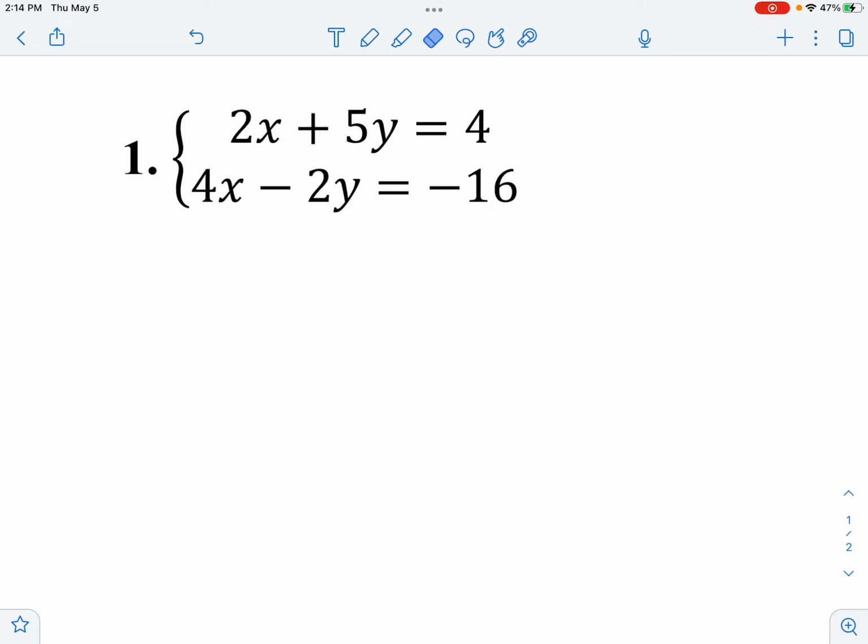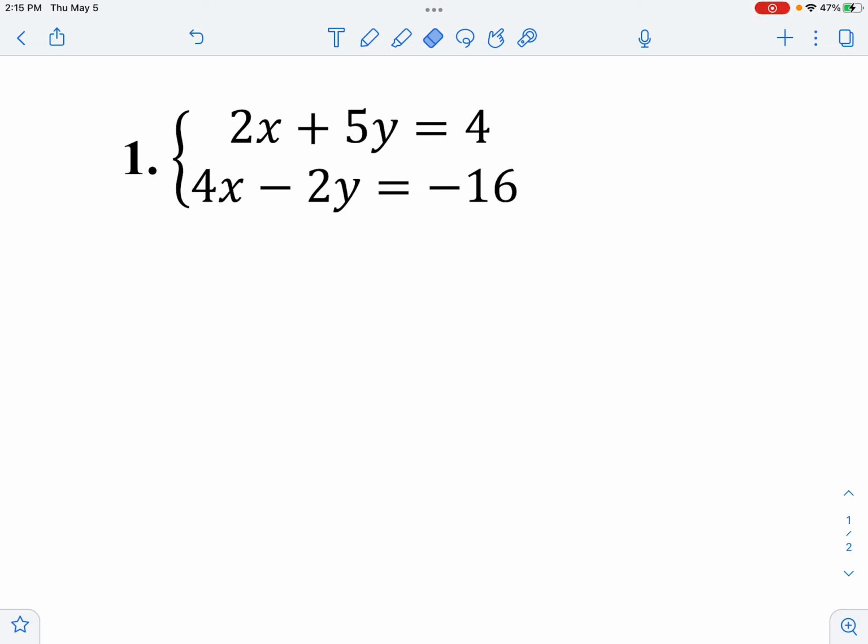It's called a system because it's two variables with two equations. Three variables, three equations is also a system, and so on and so forth. So we want to solve for where the intersection of these two lines is. They're both lines because if you look at the exponents, they're ones: x to the first, y to the first. This is an equation of a line.